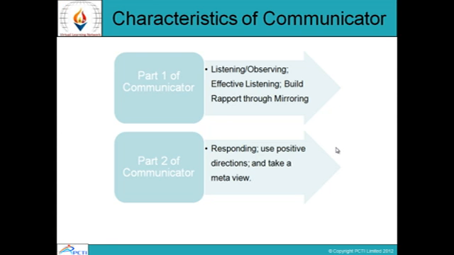So what skills and etiquettes do we have to have when we are communicating? There are various characteristics of a communicator. Part 1, that's listening or observing. Effective listening. Remember, effective listening also comes in effective communication. Build rapport through mirroring. Part 2 is responding. We have to use positive directions and take a complete view.